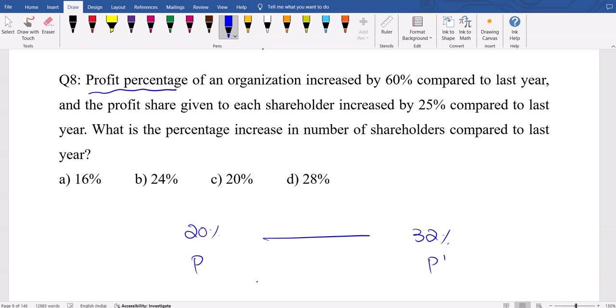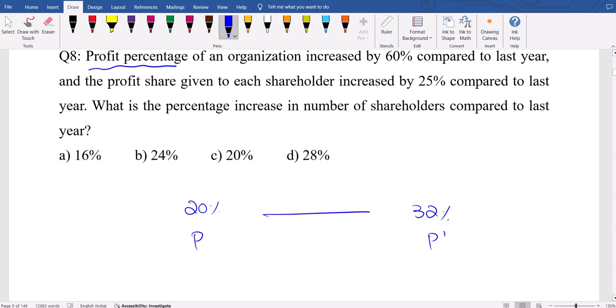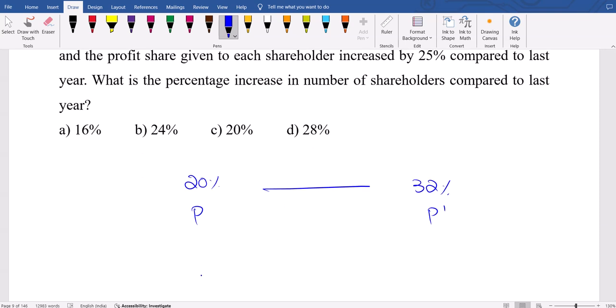Okay. Shareholders previously what are they getting? Now they are getting 25% extra. Let the amount they were getting previously be X. Now each person is getting an amount of 1.25x. And this should match what they were getting previously. Now each shareholder should get the same.